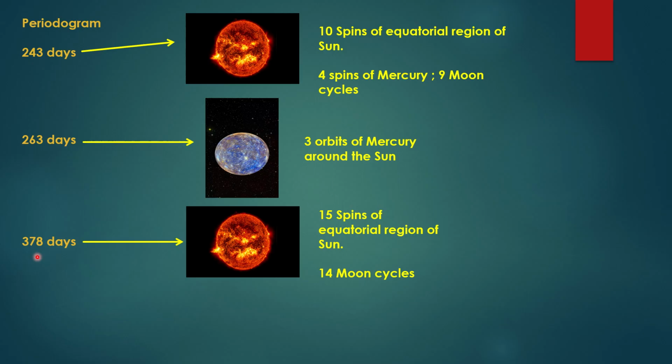Now, let's take a look at the VIX in terms of some of these Mercury cycles, sun cycles, and moon cycles.